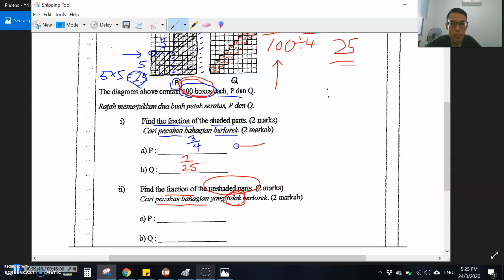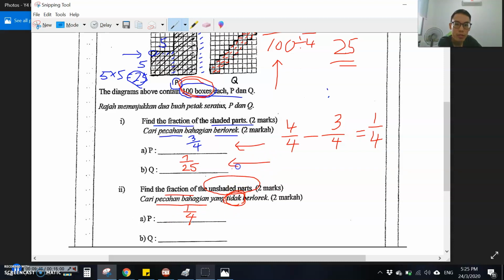So we look at P first. So the total will be 4 over 4. Okay, the full fraction, 4 over 4. So we minus the shaded one. It's 3 over 4. So what do you get? 4 minus 3 is 1. The bottom remains the same. So the unshaded part for P is 1 over 4.